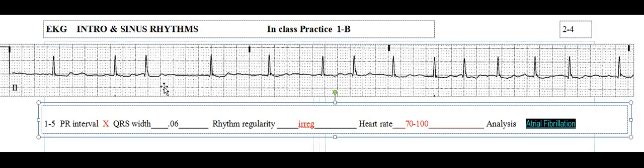The rhythm is very irregular, therefore we need to do the heart rate twice, one on each end of the strip. The first end of the strip we counted 7, that times 10 equals 70, and the last part we got 100, which was 10 times 10. So, all right, that's it for this strip.